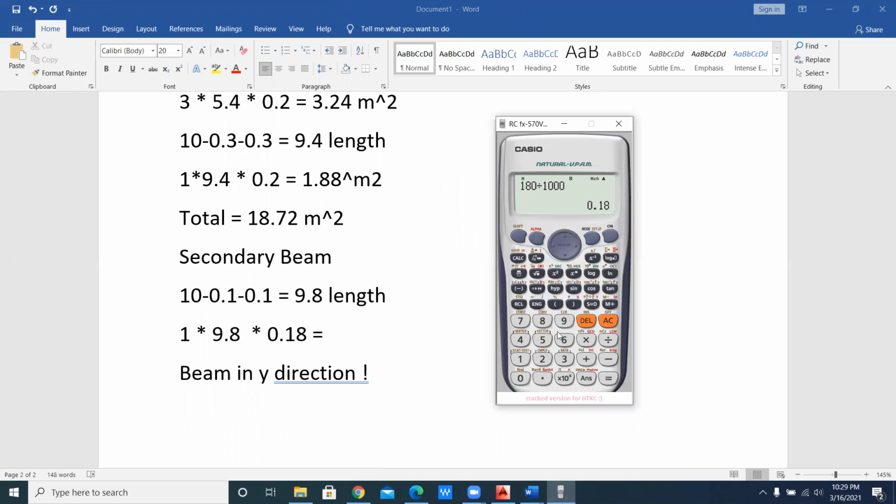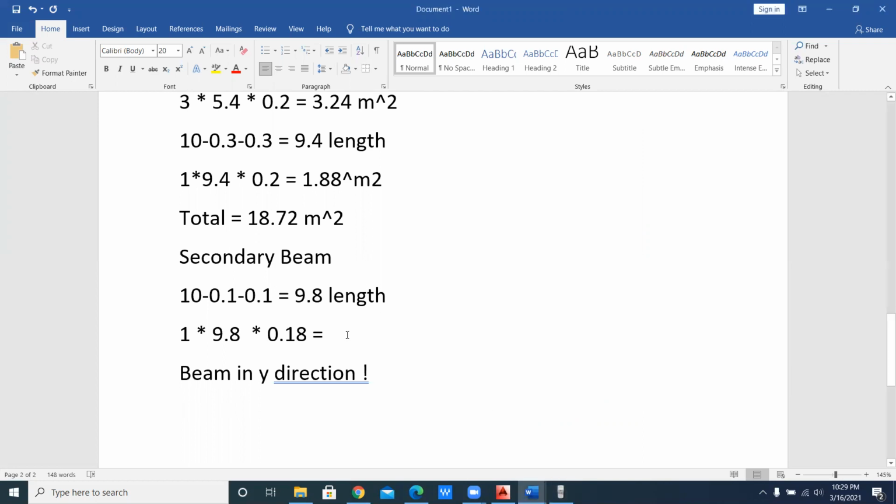So how much do you get when you do this multiplication here? Then you will see that 9.8 multiplied by 0.18, okay, how much did you get here? That is 1.764. Okay, 1.764 cubic meters. That is, we can say that it is meter square.